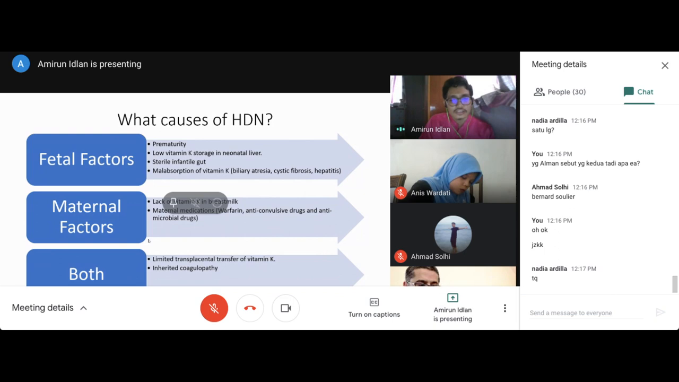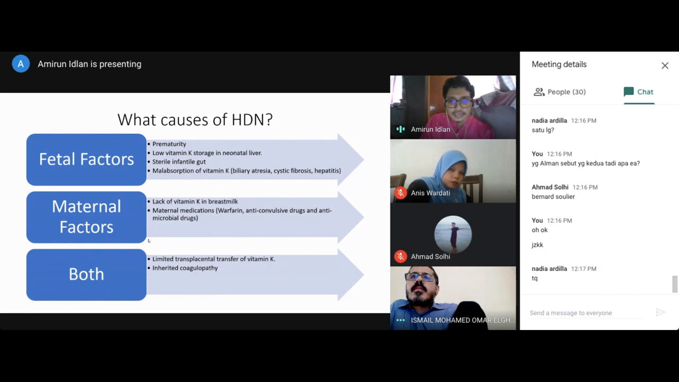For maternal factors, exclusive breastfeeding is also a disadvantage because of the lack of vitamin K. However, this can be countered by giving vitamin K prophylaxis later. And then maternal medications, like I said before, warfarin, some anticonvulsant drugs such as carbamazepine, and antimicrobial drugs, most important is anti-TB, rifampicin. And also the combined factors: during the fetal period, there will be limited transplacental transfer of vitamin K, and also if the mother has an inherited coagulopathy.